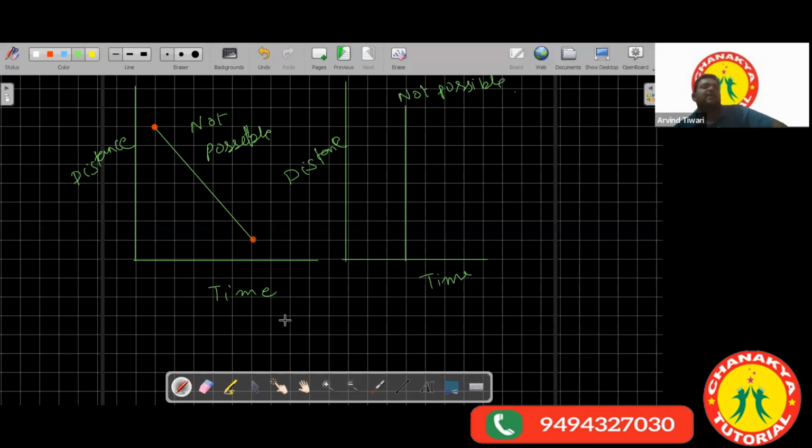Now let's see some other shapes of the graph which may be possible or may not be possible. So you will try to answer whether they are possible or not. Can you have a graph something like this?